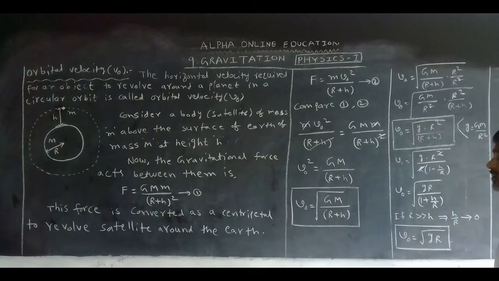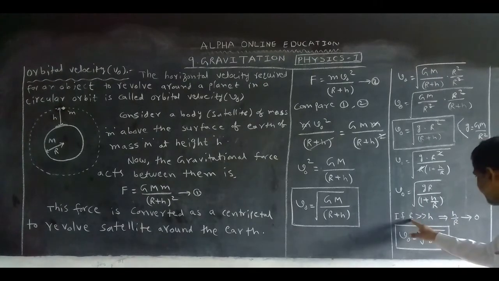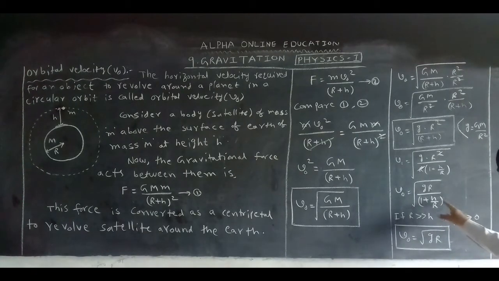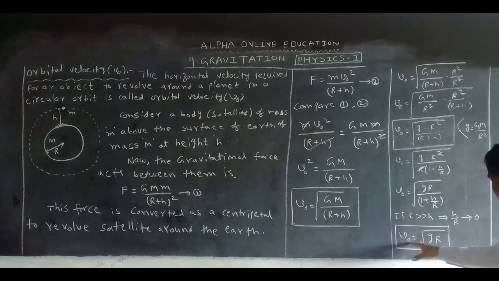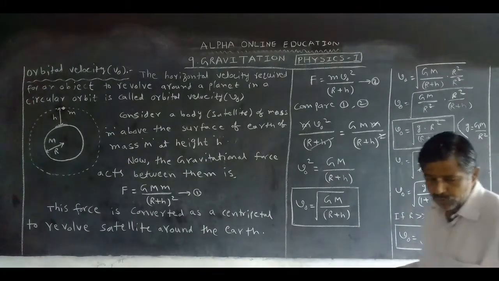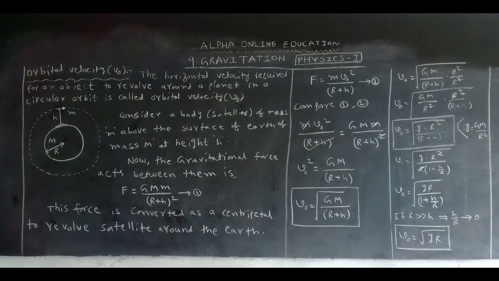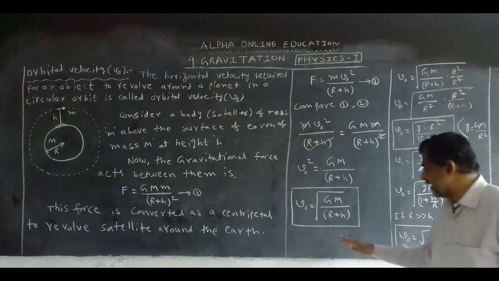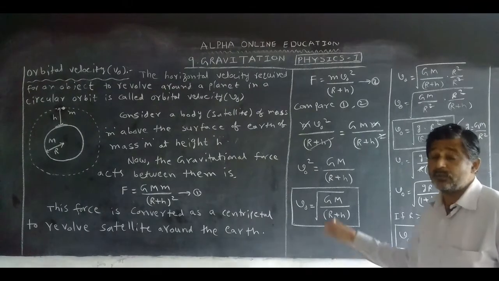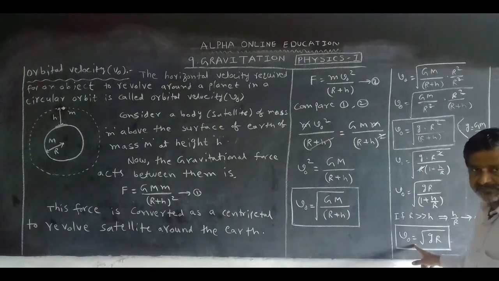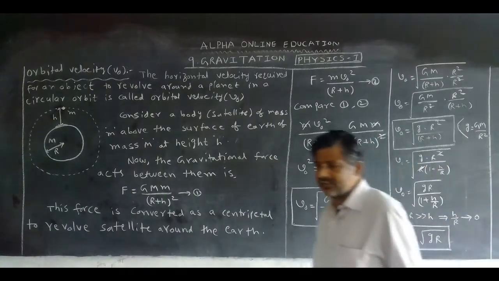What is R? Radius of the earth. Radius of the earth is so much greater than the height of the satellite, then h by R tends to 0. So it becomes 0. Answer: v naught is equal to root of g R. Okay. Now what is the equation for the orbital velocity? You derive up to here, it is enough. And this is another equation for the orbital velocity.